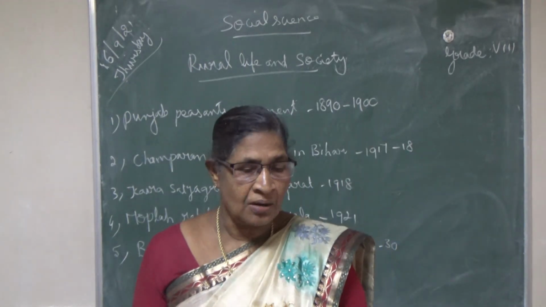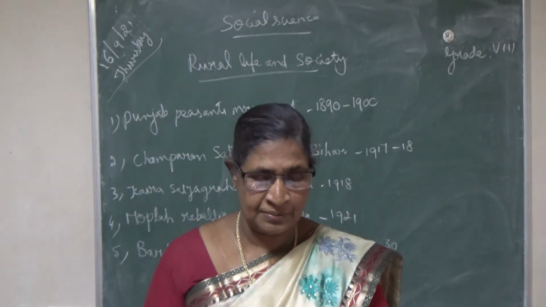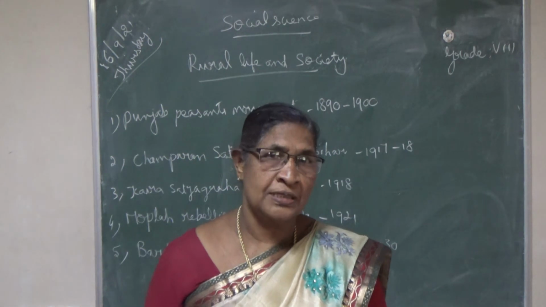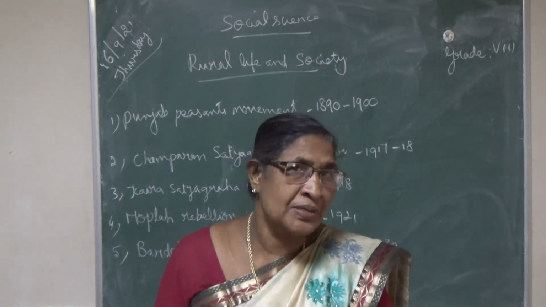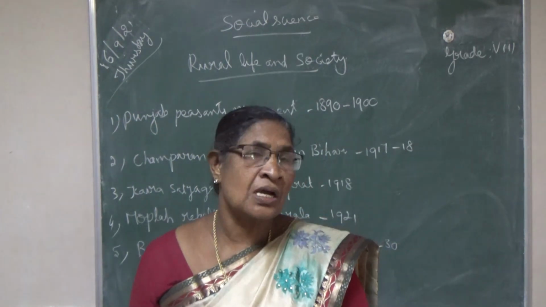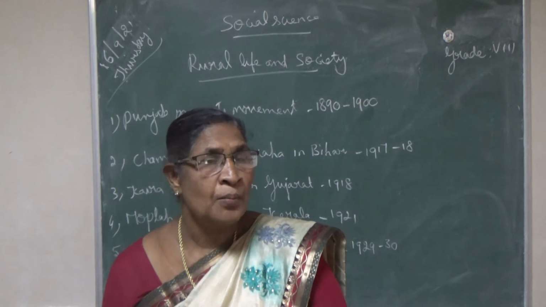Then after that we studied about the Pabna revolt. The Pabna revolt originated in one Pargana. Pargana means a group of villages, that is Yusufshahi Pargana. Yusufshahi Pargana is located in Bengal state.